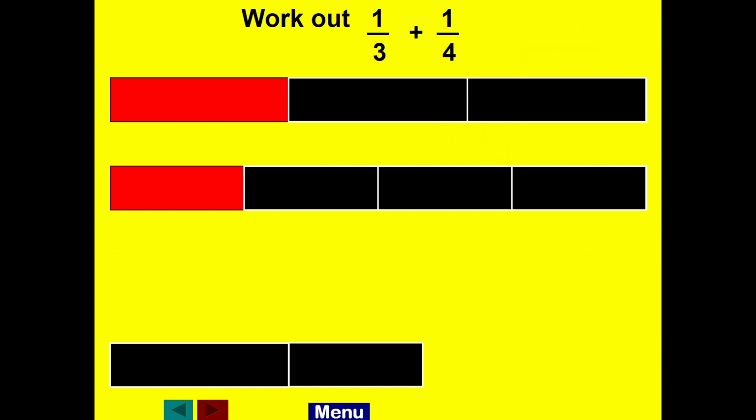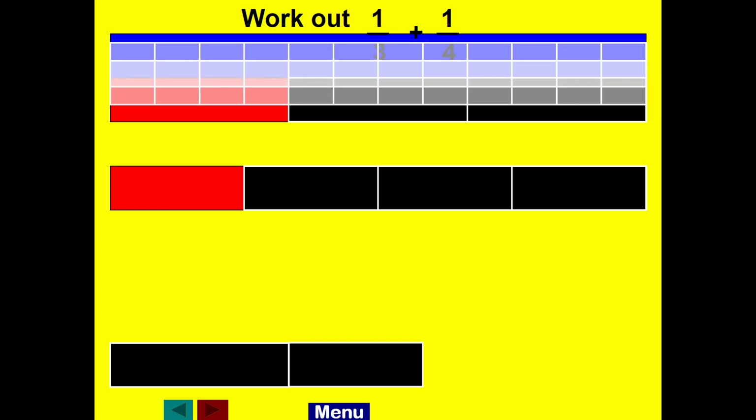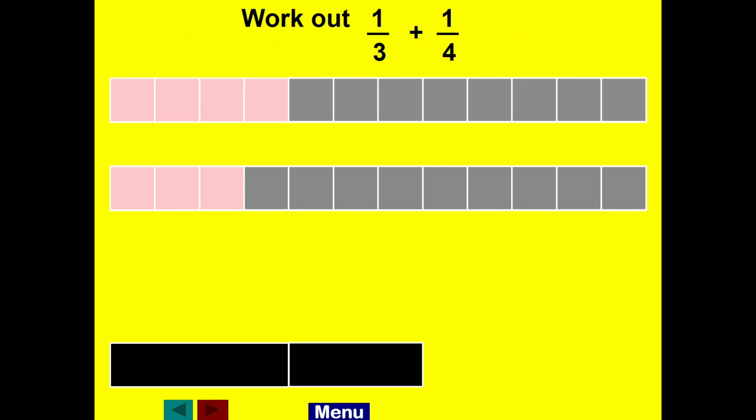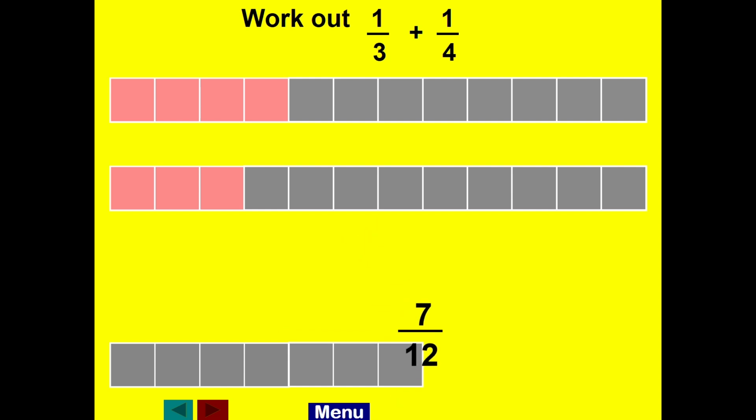So let me show you how to add these two fractions with different denominators. Imagine we have another whole, the same size box, but this time it's divided into 12 equal portions. In this case, a third means 4/12, and a quarter means 3/12. So that's a third, which is 4/12, plus a quarter, which is 3/12. That gives you 7/12. So that's the correct answer.